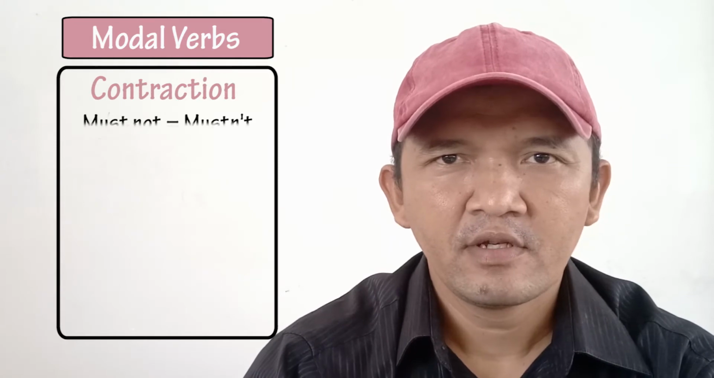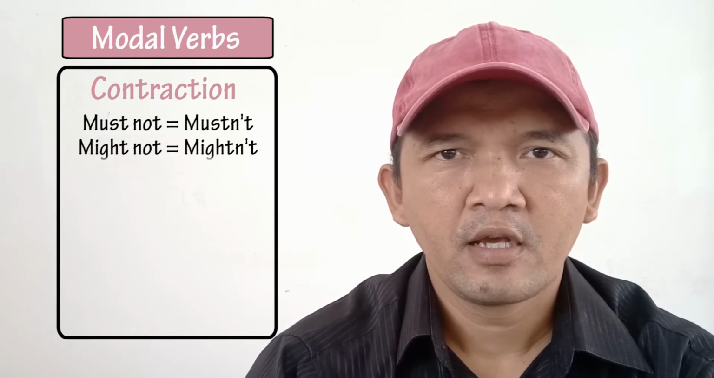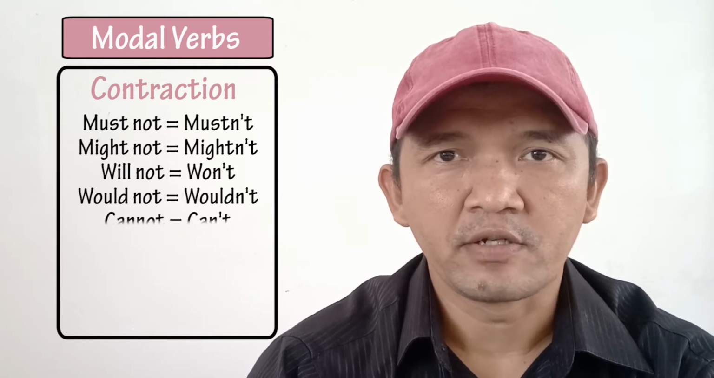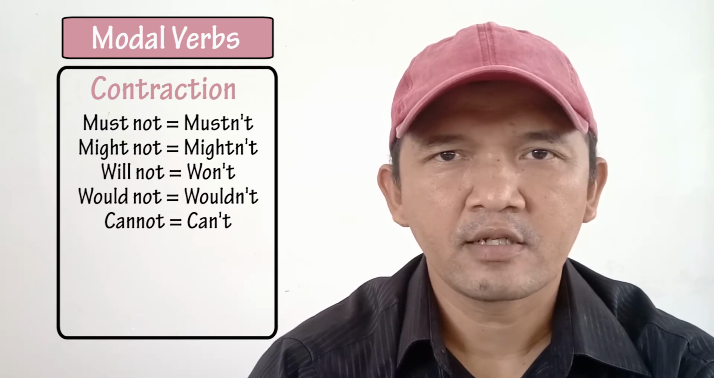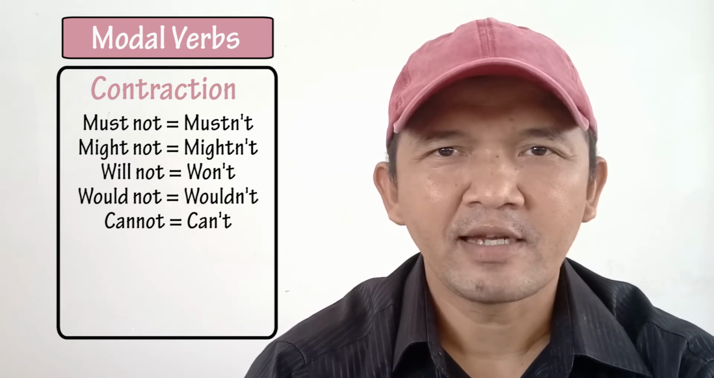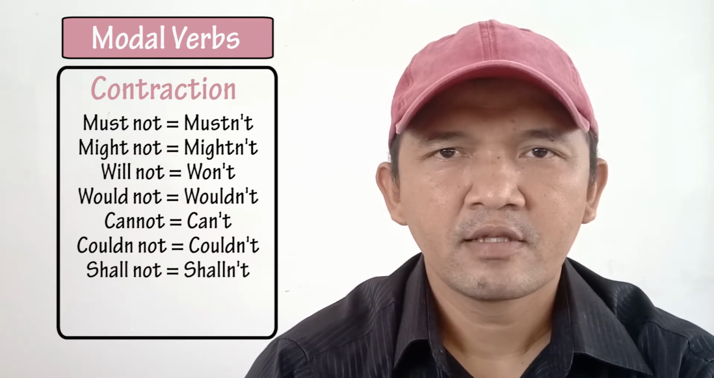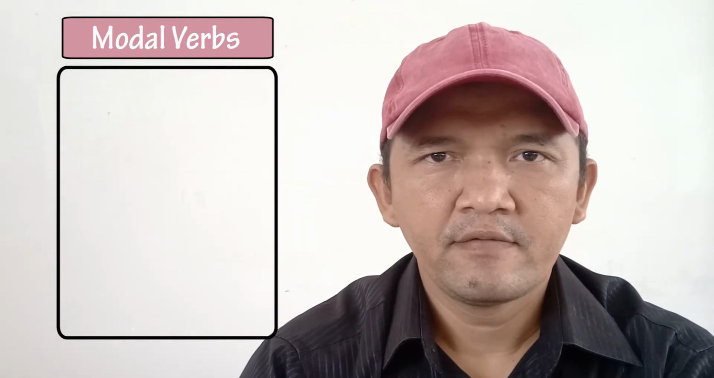Untuk yang negatif, must not, mustn't. Might not, mightn't. Will not, won't. Would not, wouldn't. Cannot, can't. Atau boleh can't. Nah, untuk cannot ini sering salah. Dalam penulisan, cannot itu disatukan ya, tidak dipisahkan. Could not, couldn't. Shall not, shan't. Should not, shouldn't. Sama dengan negatif, di interrogative juga mereka berlaku sebagai auxiliary verbs.